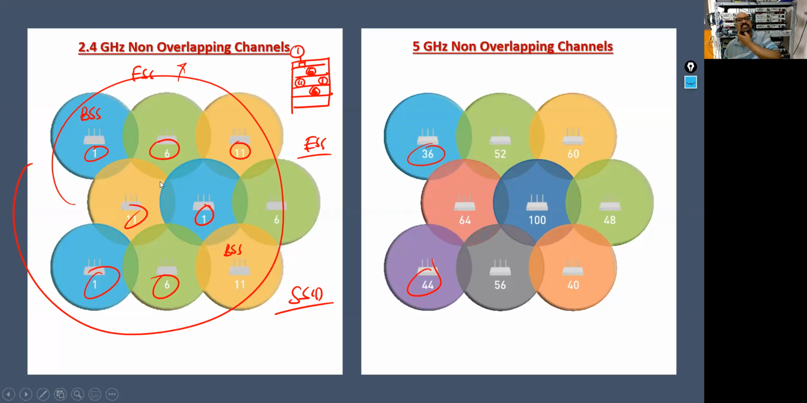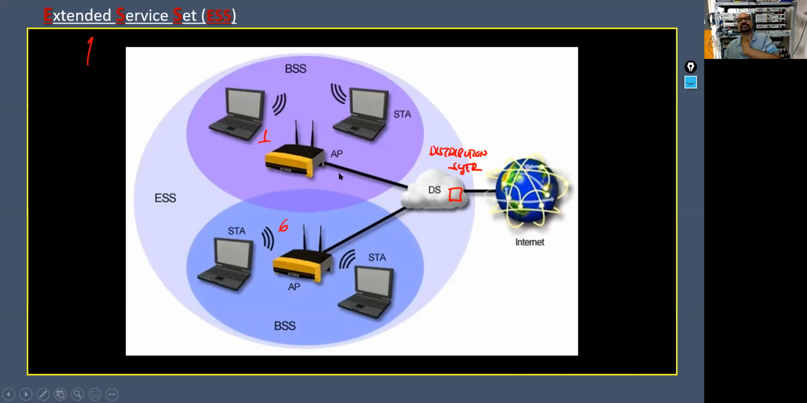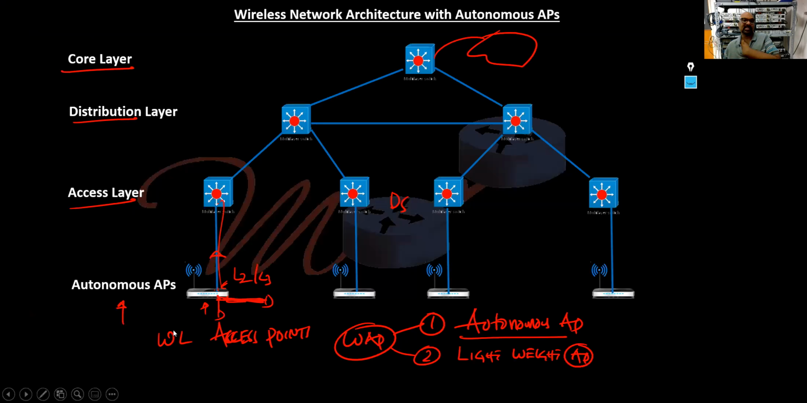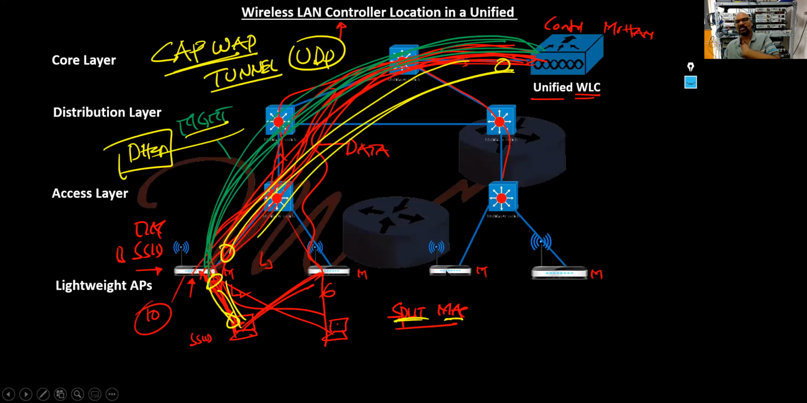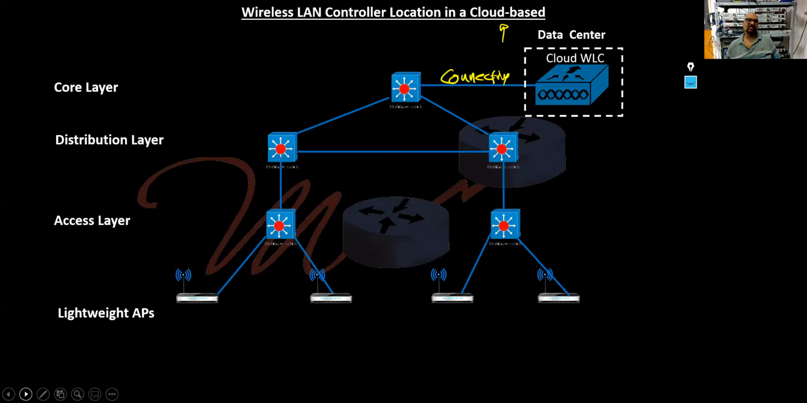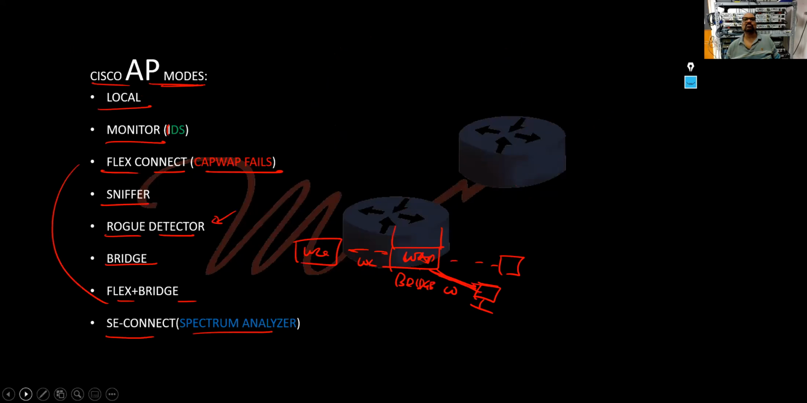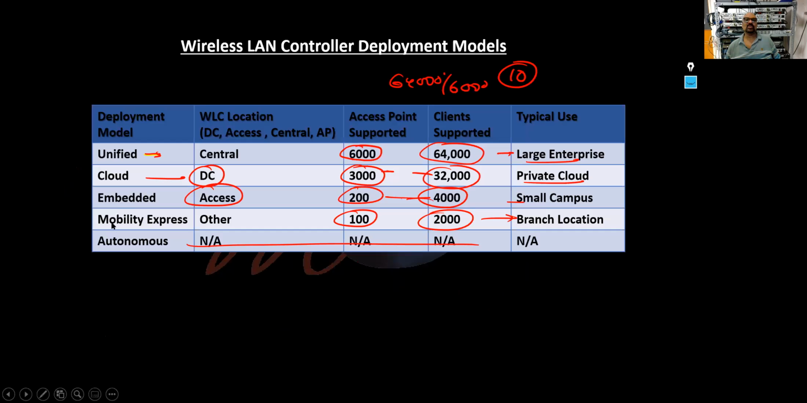Then non-overlapping channels, SSID, ESSID, distribution system, basic service set area, and then types of designs. The access points, wireless networks. Autonomous access points, lightweight access points with unified architecture, CAPWAP tunnels, split MAC technology, how it works. Then cloud-based, embedded, Mobility Express, capabilities of a wireless access point, and next wireless LAN controllers.